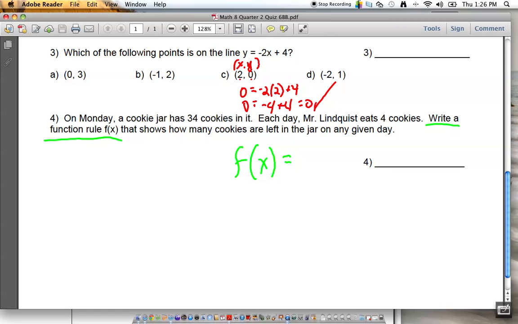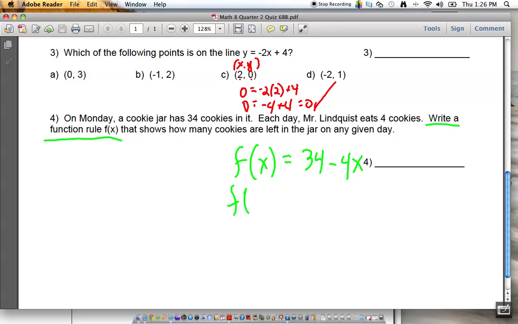When I read this question on Monday, it said write a function rule f of x. That is the direction in the question. So I have to start with f of x equals. Now, I'll go back and worry about what it says here. It says it has 34 cookies in it, and each day, Mr. Lindquist eats cookies. So there are two ways that we could represent this. One way is that I start with 34 and I take 4 cookies away every day. So one way to write the function rule is f of x is 34 minus 4x.